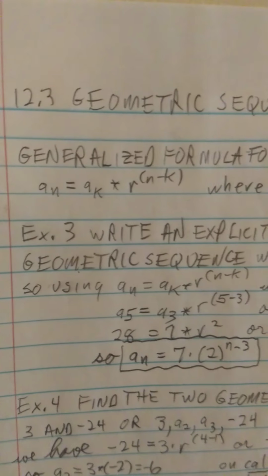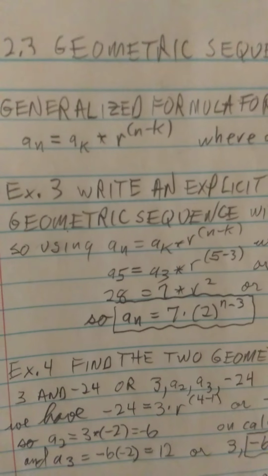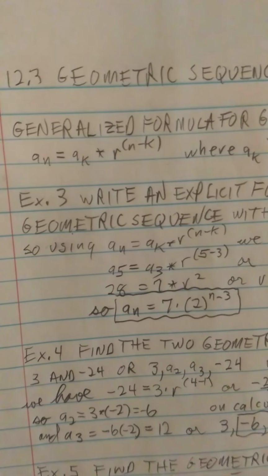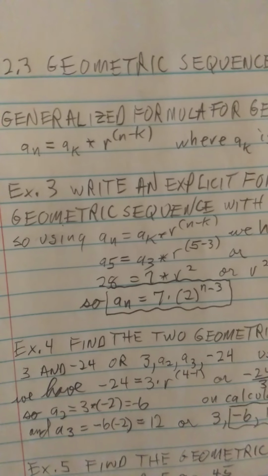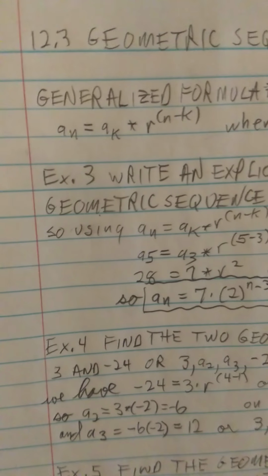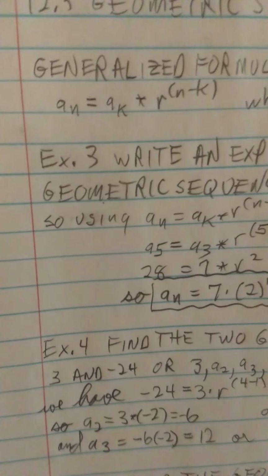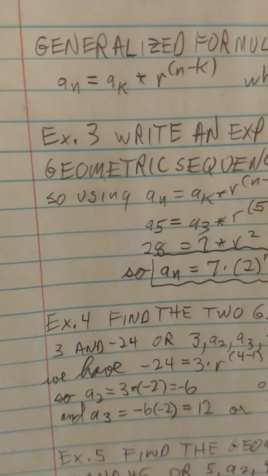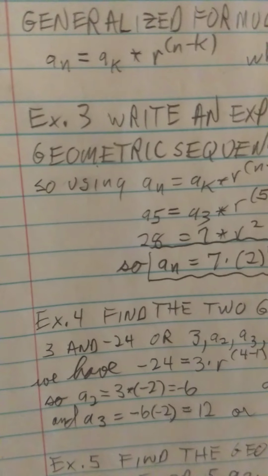Now, just as we had an explicit generalized formula for arithmetic sequences, we have one that looks very similar for geometric sequences, where a sub n, the current term, is a sub k, any term, times r to the n minus k. So we would start with a sub k and multiply as many r's as we need to get up to n. Okay?